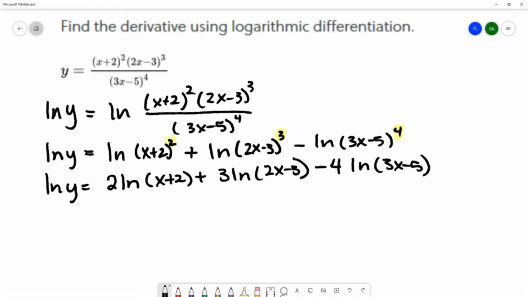But because we introduced the logs into the equation, our equation is no longer in explicit form. It's in implicit form. So we're going to have to calculate the derivative using implicit differentiation. So I'm going to take the derivative with respect to x on the left and take the derivative with respect to x on the right.